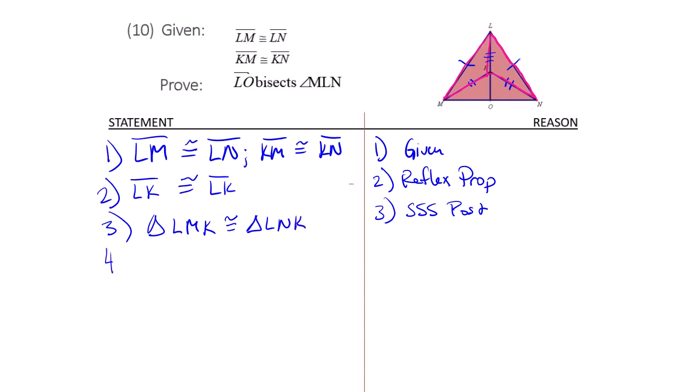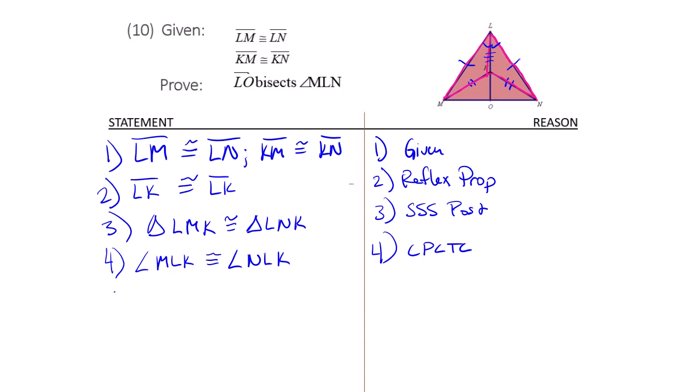All right, now that those two triangles are congruent, we can say that these angles must be congruent, right? Because those are corresponding parts. So angle MLK is congruent with angle NLK. And the reason is CPCTC.